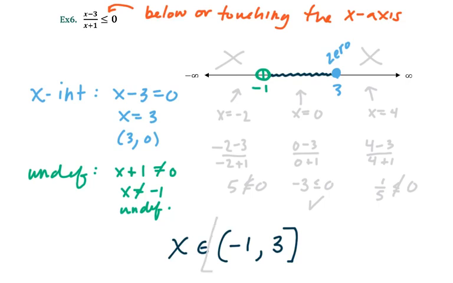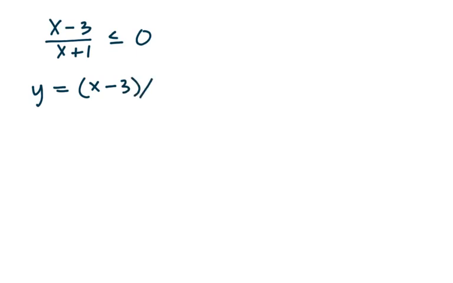So this interval represents the correct solution set. So I want to take this thought process a little further. I'm going to rewrite our problem here and help us think about the graph. So if we were to graph this on our graphing calculator, we would go over to our y equals and type in x minus 3 divided by x plus 1.